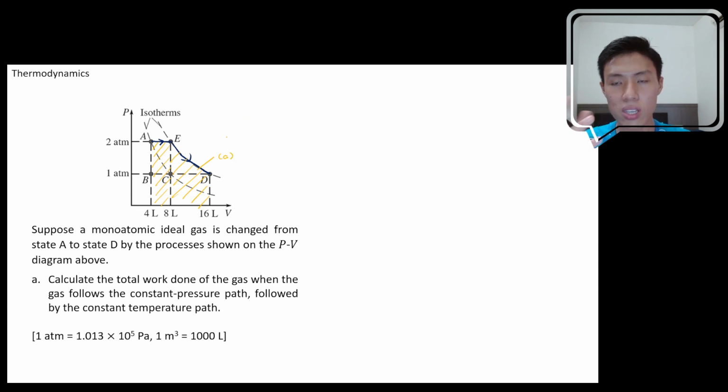Okay, but we know the equation, so we are not going to go through the integration process. So we are going to just write work total is equal to the work done from process A to E first, followed by the work done from state E to state D. So from state A to state E is an isobaric process, we find the work done. Then after that, from state E to state D is an isothermal process, we find its work done as well. So for A to E, you know that it's an isobaric process, so the equation that is suitable is P times (V final minus V initial).